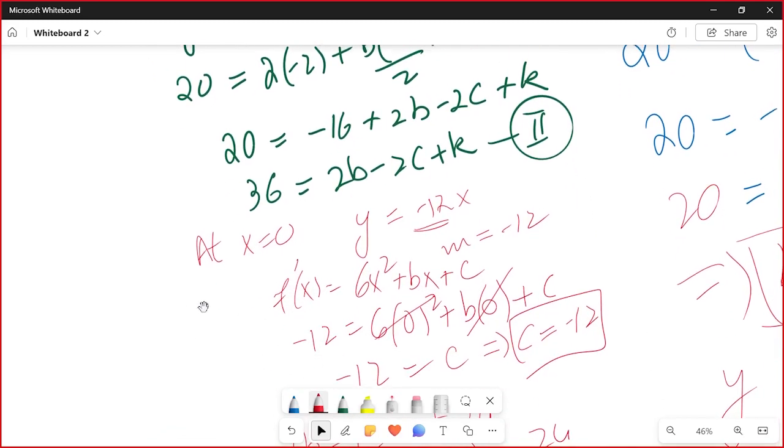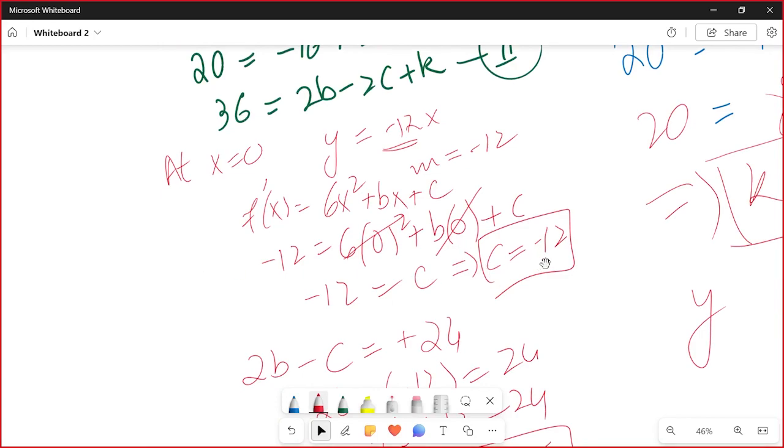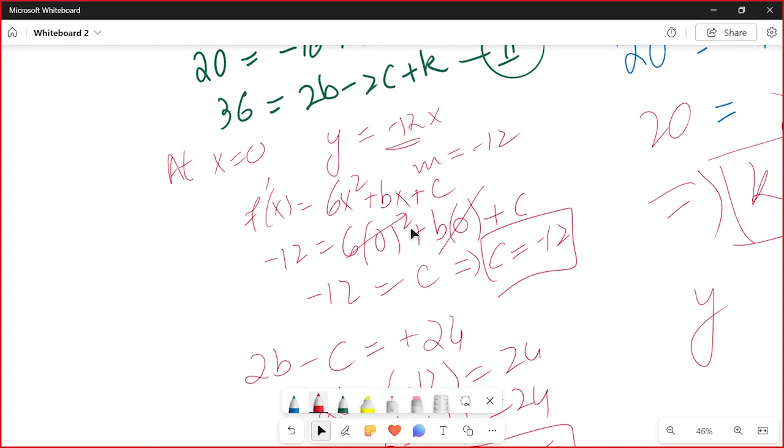But we are given in the question that the tangent to the curve at the point x is equal to 0 has equation y is equal to minus 12x. So minus 12 is actually the gradient. It means the curve has a gradient of minus 12 at x is equal to 0. Or it means f bar x is equal to minus 12 at x is equal to 0. You get that? Yeah. So we did that, and once we put that, we got c is equal to minus 12, because f bar is equal to this, we know.